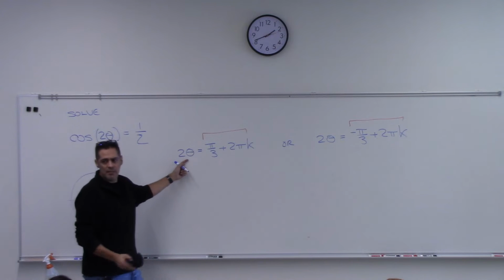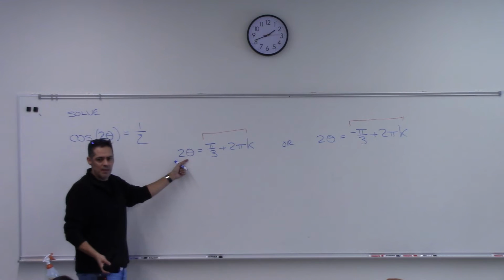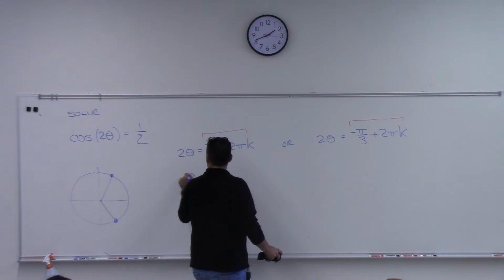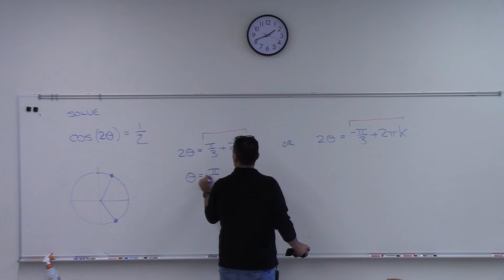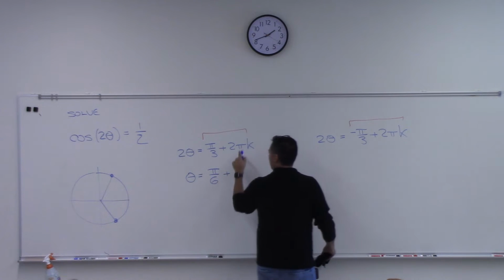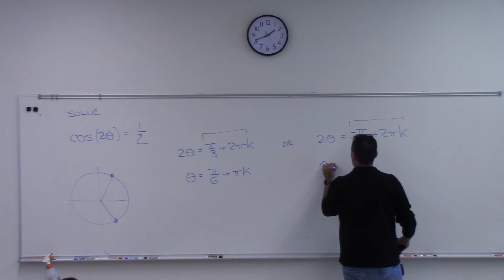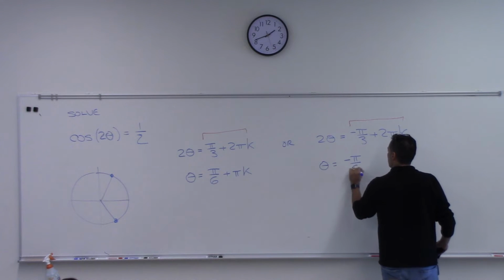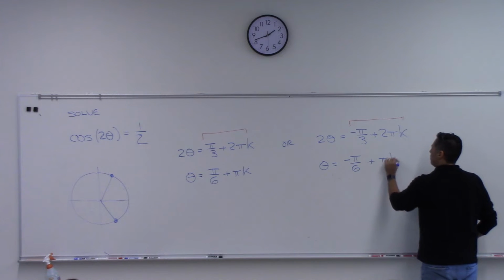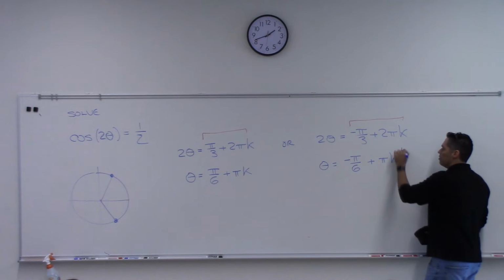So how would you get theta by itself here? Divide everything by 2. So theta equals pi over 6 plus, dividing that by 2, pi k. Over here, theta equals negative pi over 6 plus pi k. These are your 2 answers.